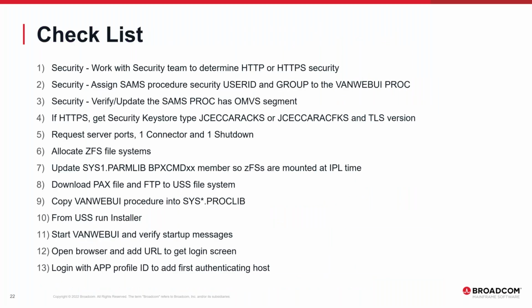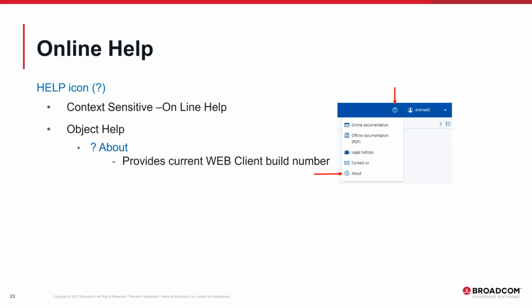Here I've given you a checklist of just things you can remember to do. I won't go through them again, but it's there for you to summarize and help you get through things. If you ever need help, it's the question mark with the circle, online and offline help. And the about at the bottom tells you what version of the web client you're on. So in case support ever needs to know or you need to know, you can check that and it'll tell you 14.1.2.